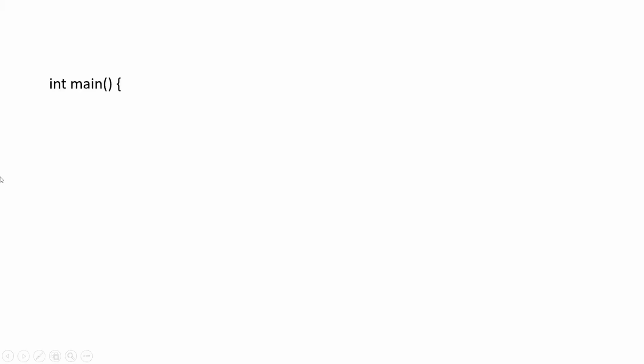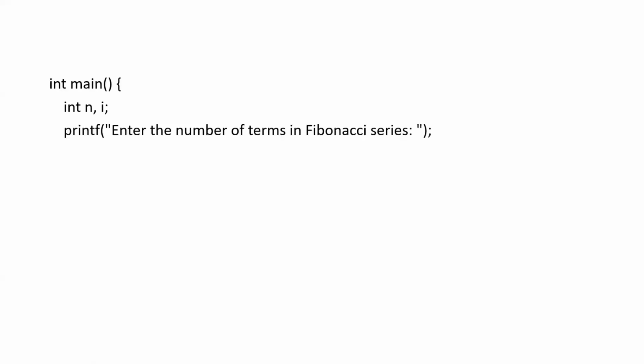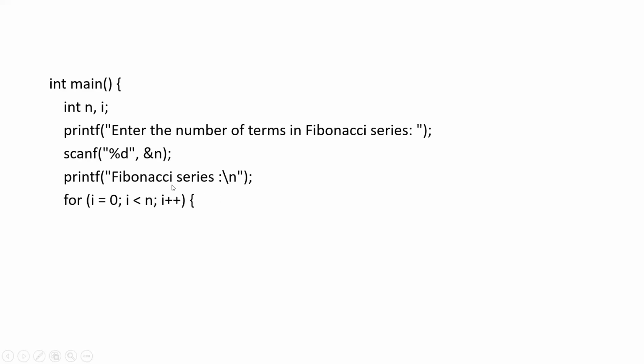Now let us write the main function. int main, int n, i. printf "Enter the number of terms in Fibonacci series", scanf "%d", &n. The variable n holds the number of terms required in the Fibonacci series. printf "Fibonacci series", for i equal to 0, i less than n, i plus plus. printf "%d", Fibonacci(i).